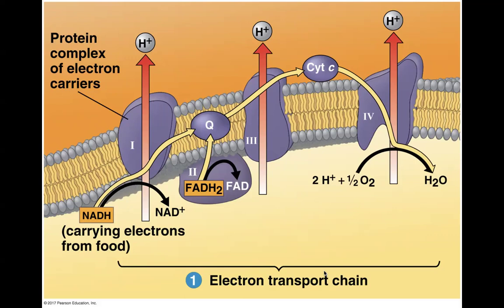Now draw your attention to complex number 2. Complex number 2 of the electron transport chain will take in electrons from FADH2. So FADH2 will drop off those high energy electrons and form FAD. These electrons from complex 1 and complex 2 are then going to go to coenzyme Q. So this is simply an accessory coenzyme that will help transfer electrons.